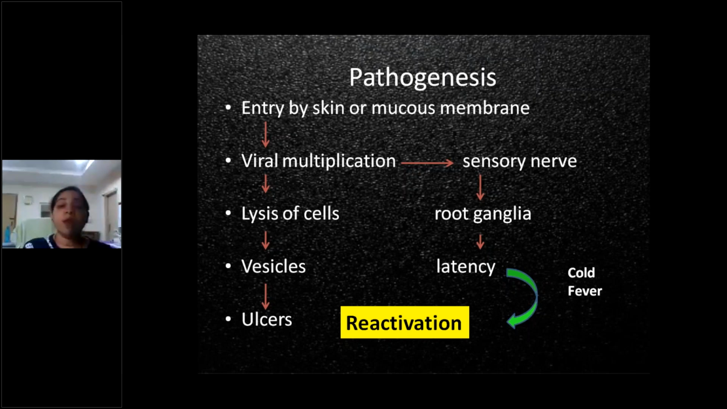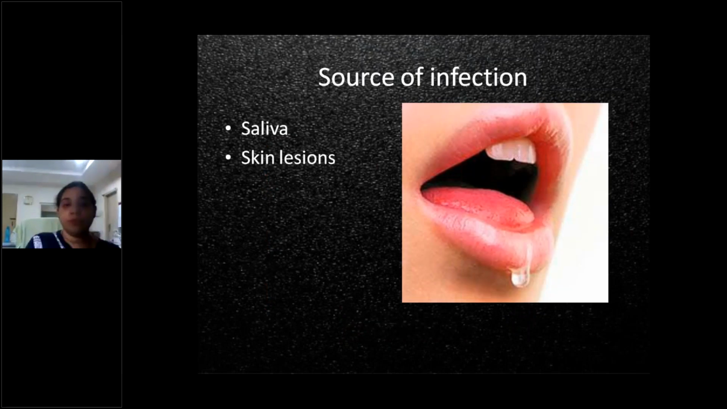Sometimes, when the virus is multiplying, some of the virus may enter the sensory nerves. From the sensory nerve, they enter into the root ganglia and reside there in a latent state. During later life, what will happen? They will reactivate, causing disease again. Source of infection: saliva and skin lesions.